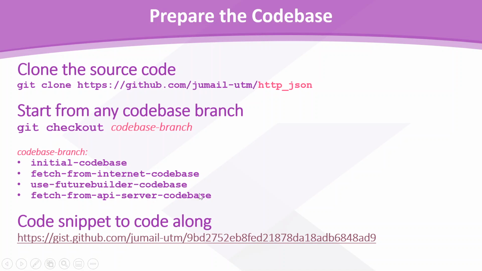In that case we have 4 branches, but later on we are going to start from this part. Instead of starting from the beginning, we are going to start from this repository, the fetch from internet code base. In order to do that, you need to invoke this command in your git bash: git checkout, and then you type the branch name here.